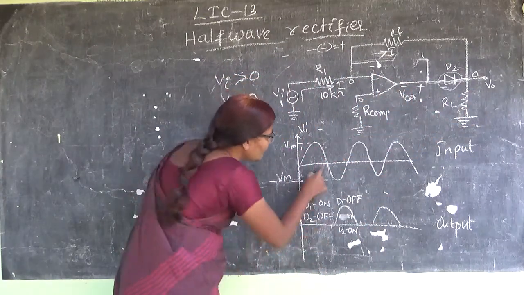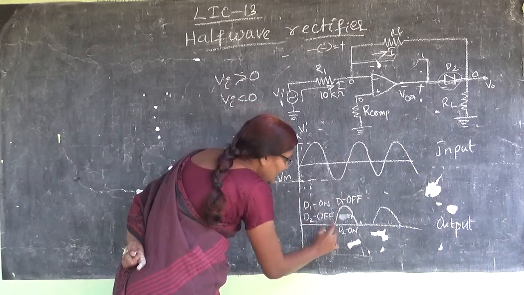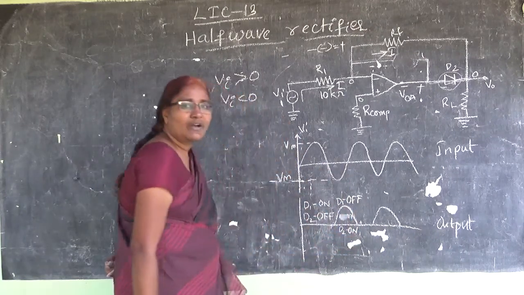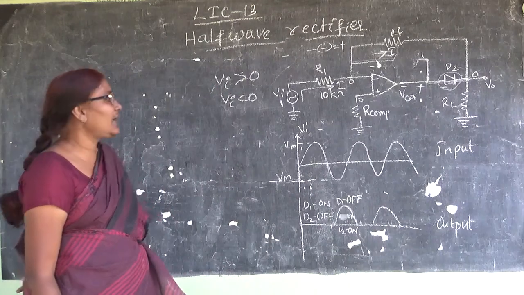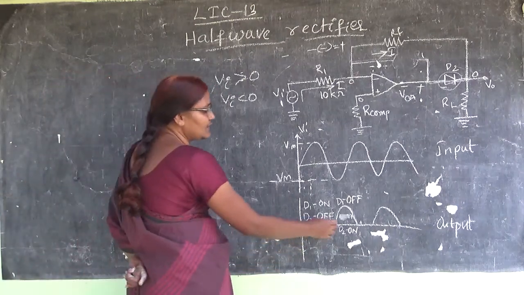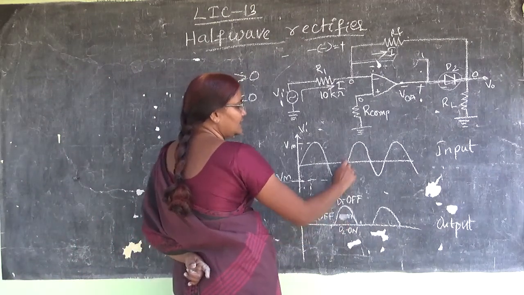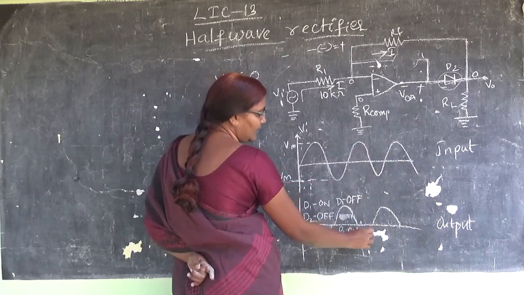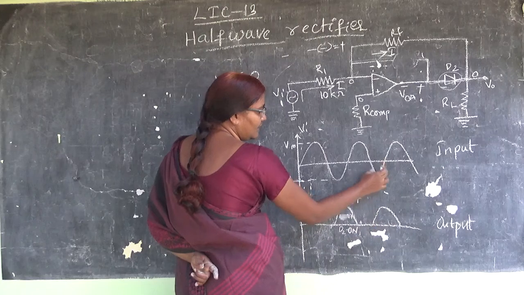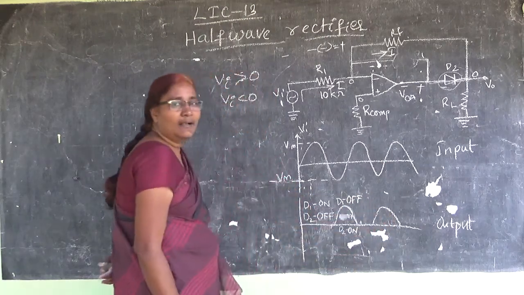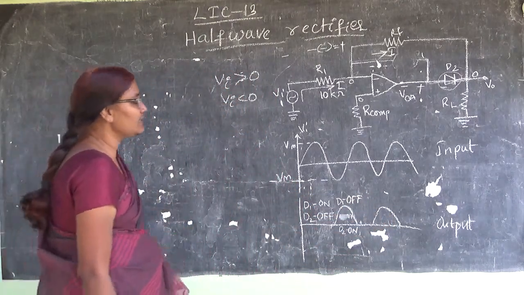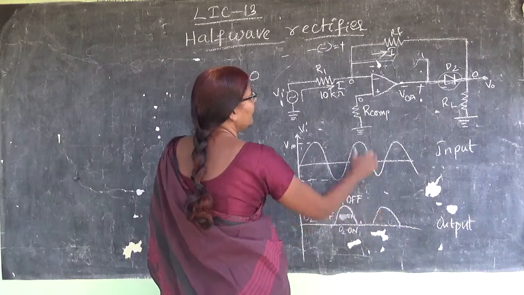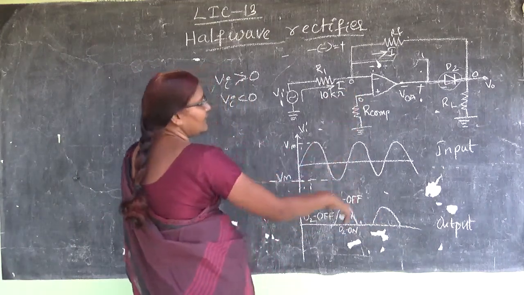So due to the negative half cycle, I will get the positive output. And the same thing will be repeated here. Positive half cycle, no output. For negative half cycle, I will get the positive output. So in this way, this half wave rectifier will work.